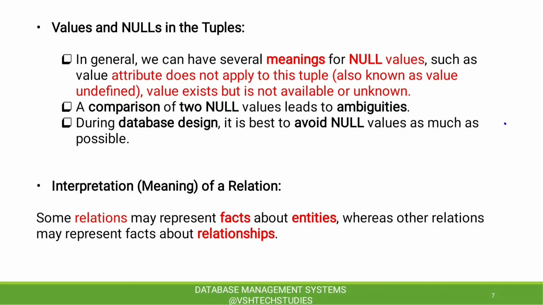Next, the third characteristic of relations, that is with respect to values and nulls in the tuples. So in tuples we store the values for attributes. There we can store null in case the attribute doesn't apply to that tuple, that is the first case. Even if it applies, whether that value exists or not, we don't know. In that case, null value is filled. Even if it exists but that value may not be available at present, in that third case, we fill null value.